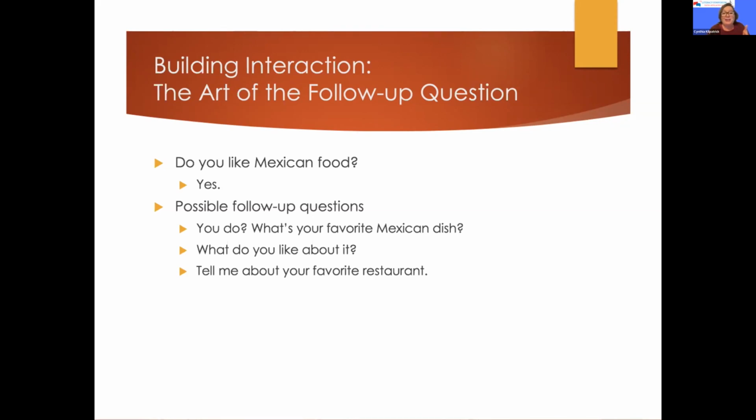Thinking about differentiation that Nikki talked about in our last session, if I have a beginner student, I might just ask that question: What's your favorite Mexican dish? If they can get me one word more than yes or no, I'm okay with that. But for more advanced students, I want to push them further. So I might say, well, what do you like about it? Or tell me about your favorite Mexican restaurant. So I follow up with another question, and I can individualize that based on what I know about my students and how much language they might have to answer that question.